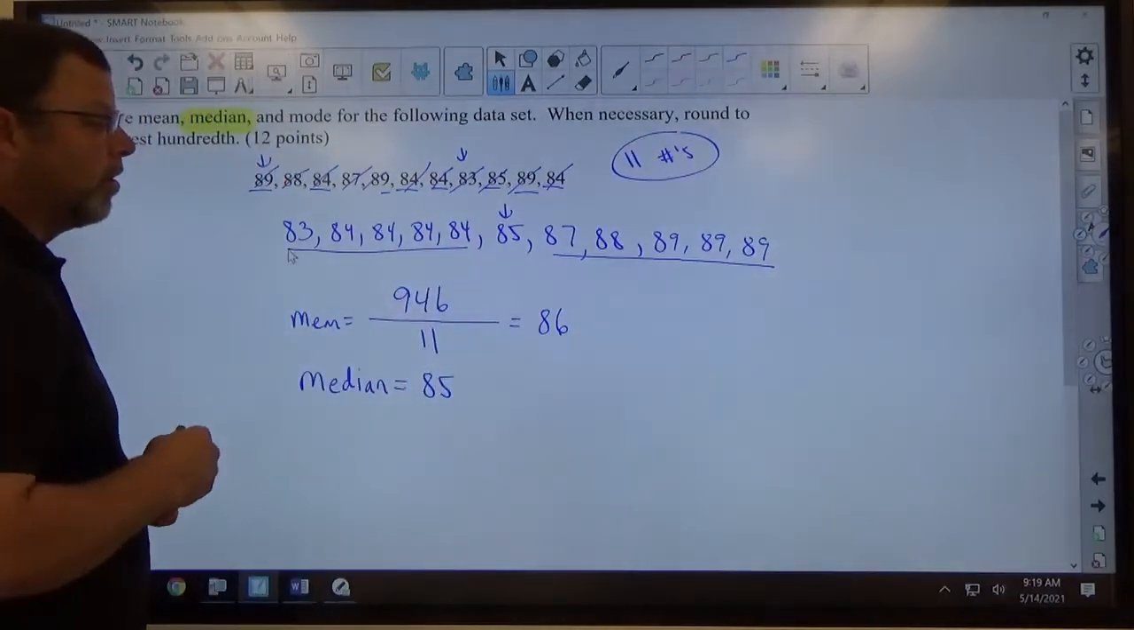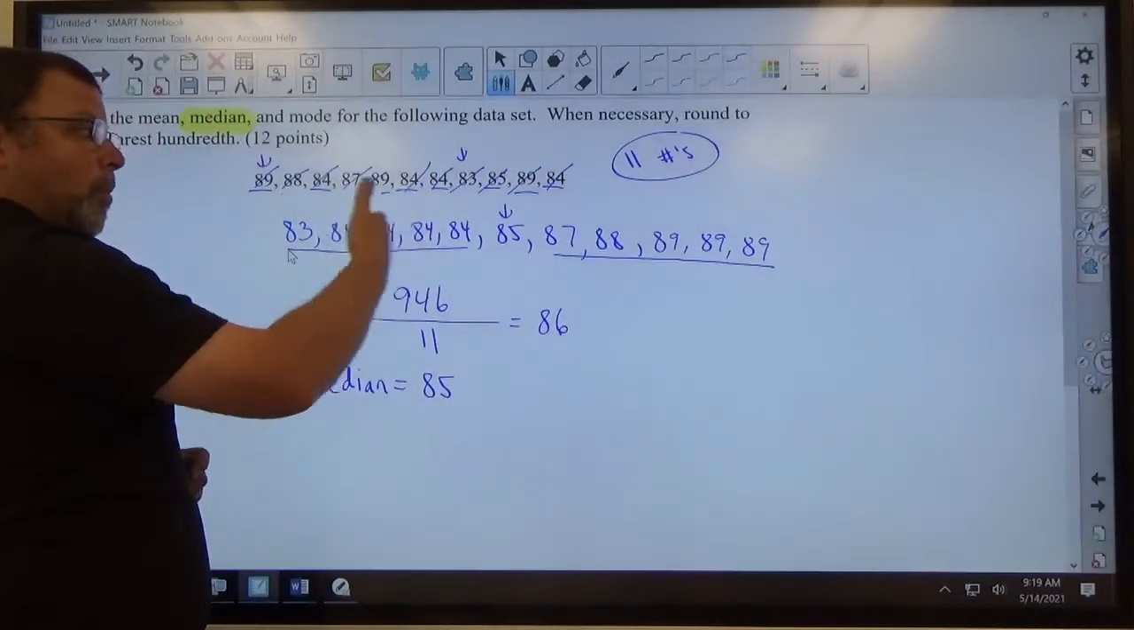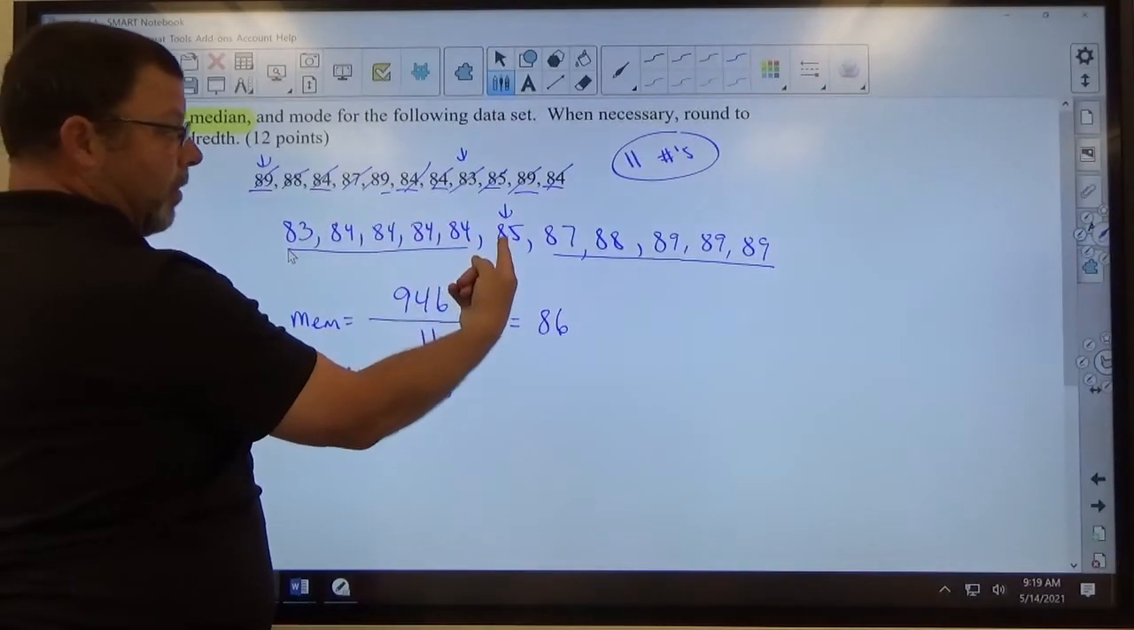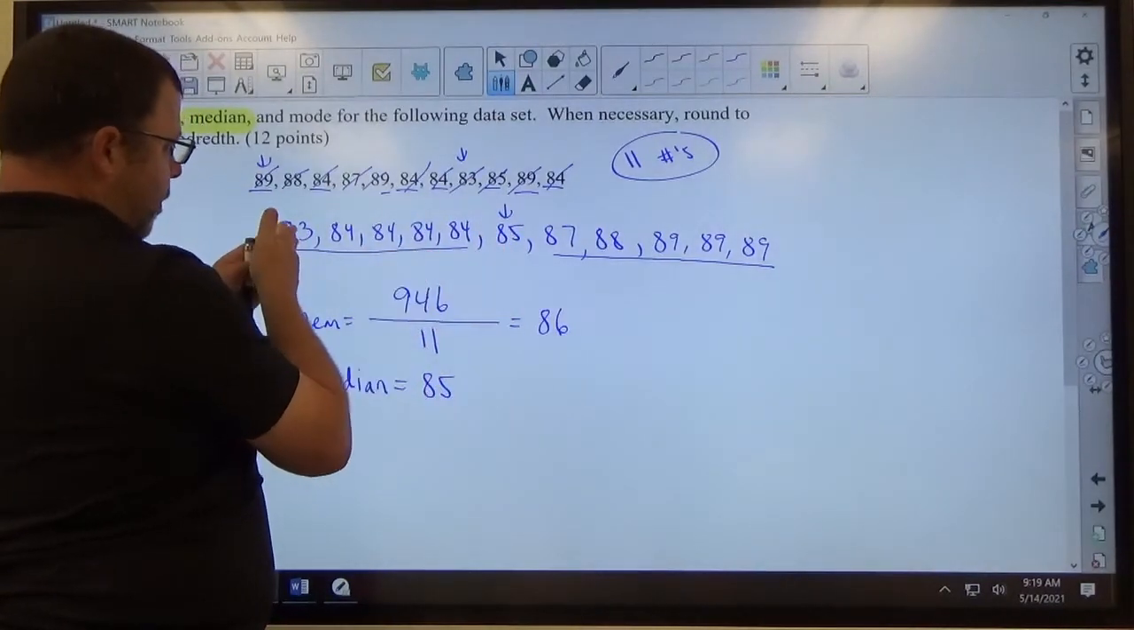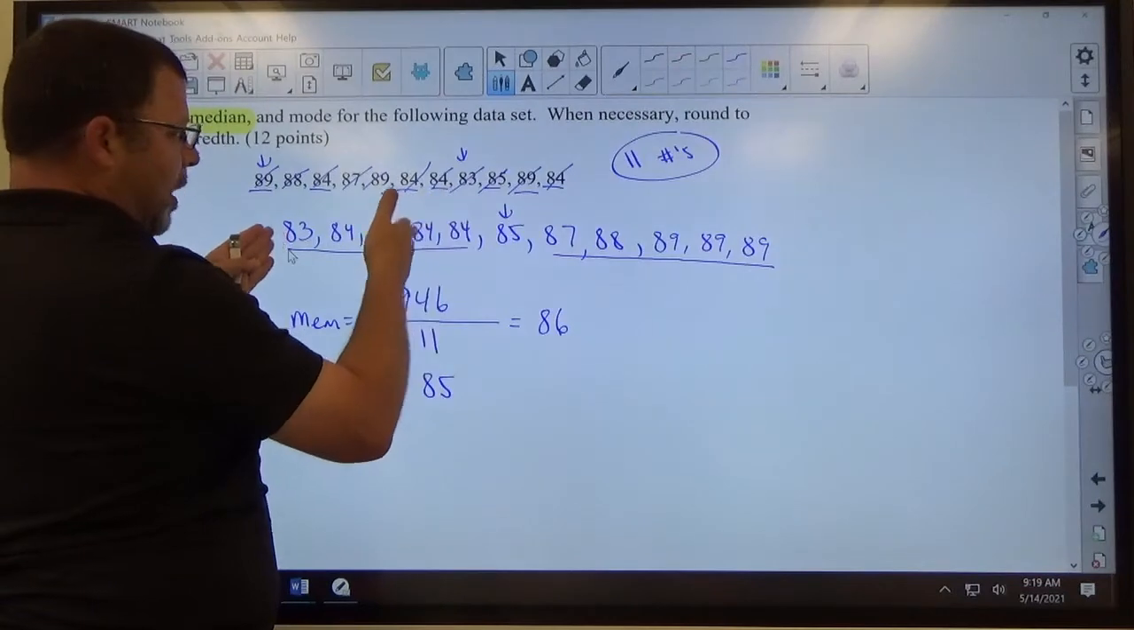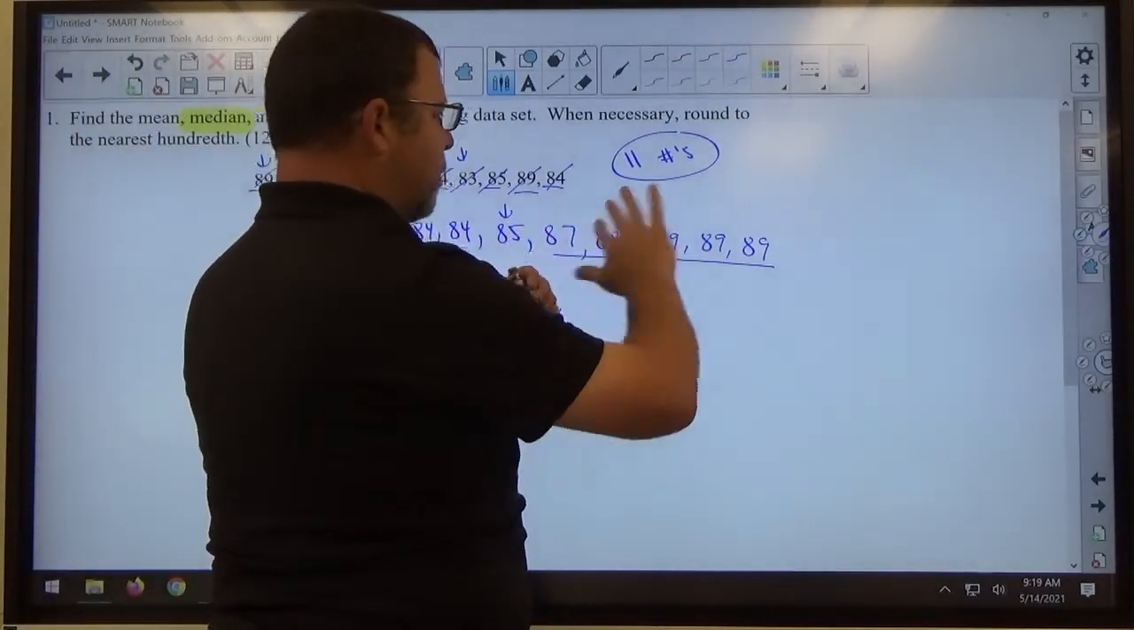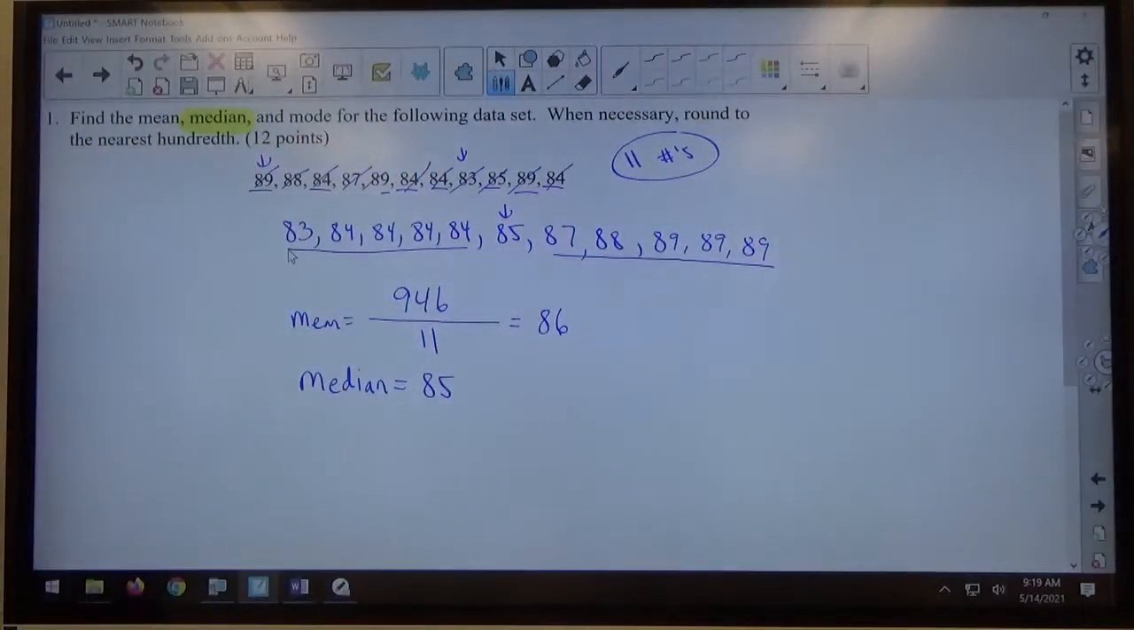Quick check on median, just make sure that there's the same number of numbers below and above that number. So 85 is the middle number that I'm claiming. There's 1, 2, 3, 4, 5 numbers left of it, 1, 2, 3, 4, 5 numbers right of it. Doesn't matter how big the numbers are, you're just looking for the same amount of numbers on either side.